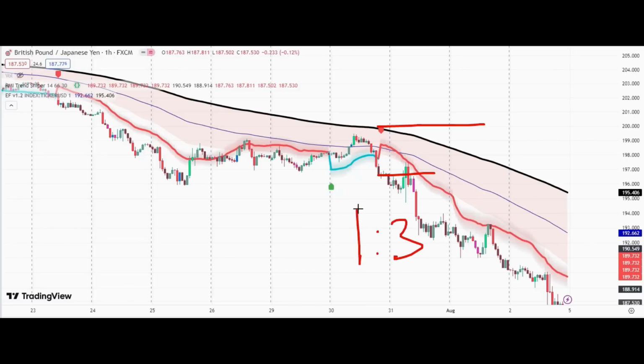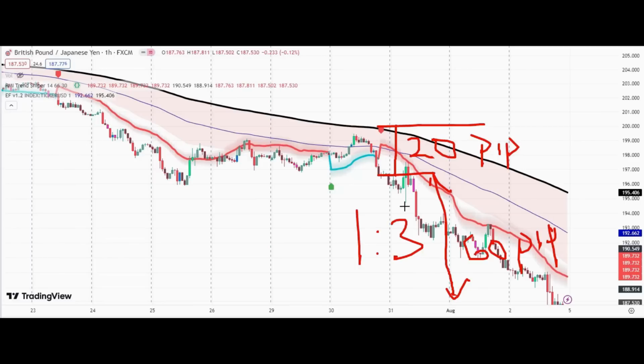So if you are risking, for example, if the distance from here to this point is giving you 20 pips, then your target should be 60. You'll be targeting 60 pips. So this is how we trade this strategy.